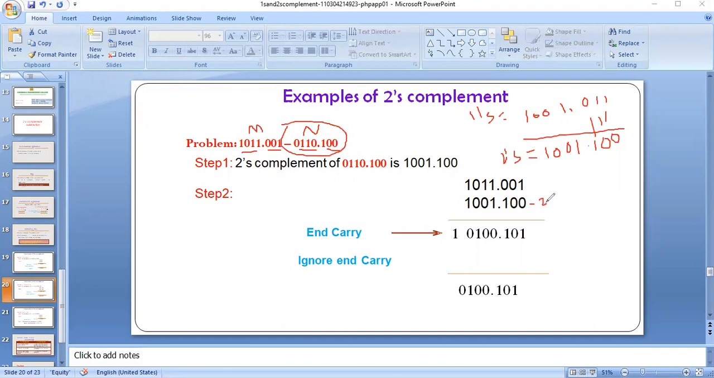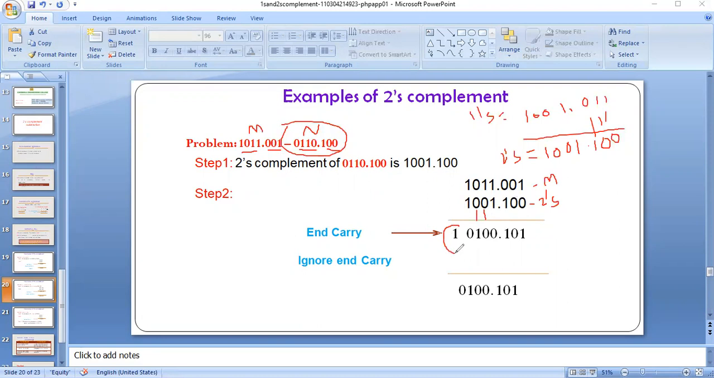After that, we have to add this 2's complement result to the minuend. The minuend value is this one, 1011.001. See here, 1 plus 0 is 1, 0 plus 0 is 0, 0 plus 1 is 1, 1 plus 1, 1 is the carry and 0 is the sum. Here also 1 is the carry, 0 is the sum, and 1 plus 1, 1 is the carry, 0 is the sum.